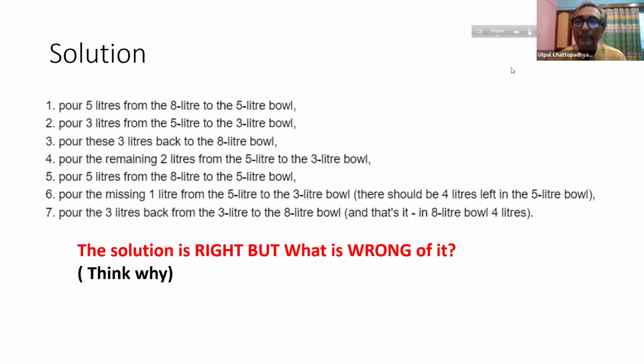What I feel is wrong with it is that it said pour 3 liters from the 5 liter bowl to the 3 liter bowl, then pour these 3 liters back to the 8 liter bowl. Why would we have to do that? I don't know.